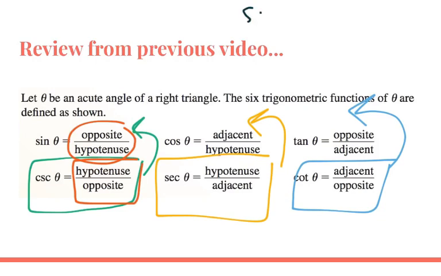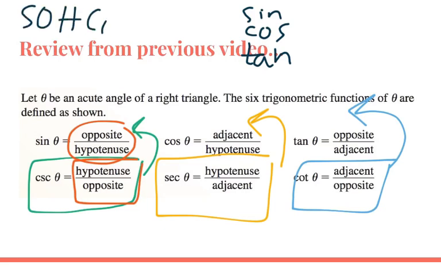Remember that an easy way to remember which one is the reciprocal of which is to write out sine, cosine, and tangent in the regular way that we would normally see it in SOHCAHTOA. So in SOHCAHTOA, it goes in that order: sine, cosine, tangent. So write those words out in the same way.